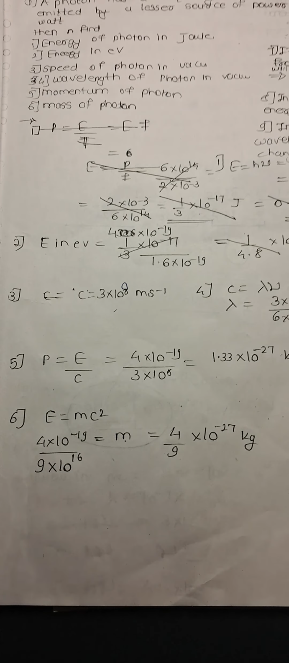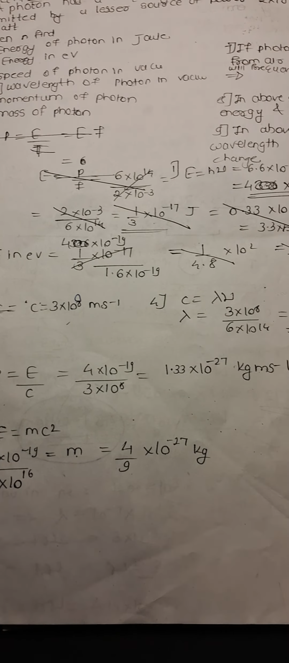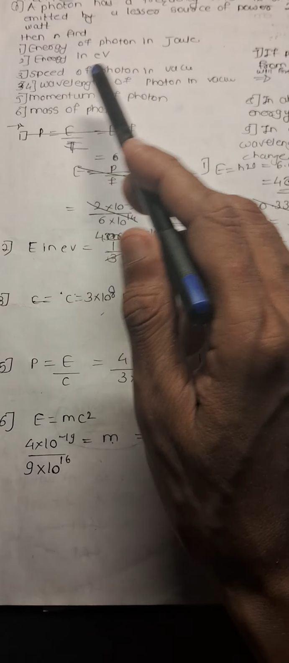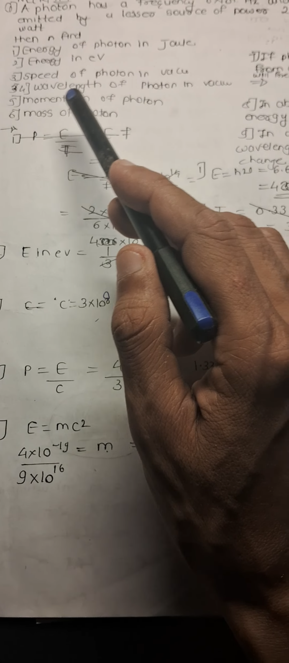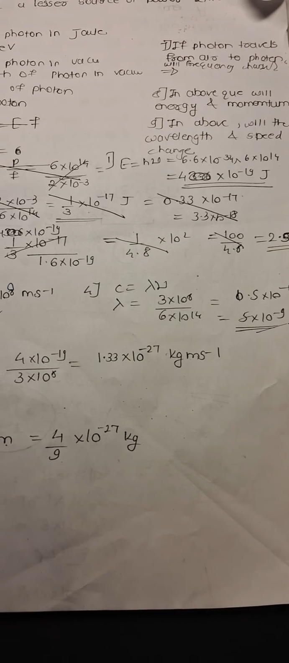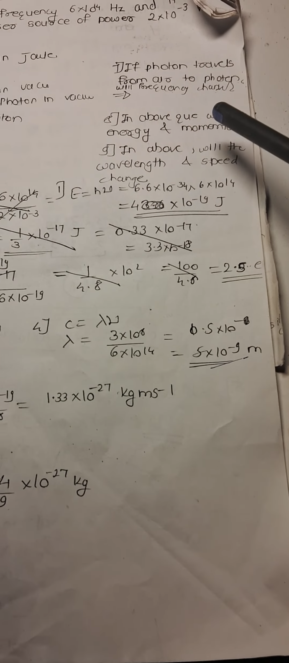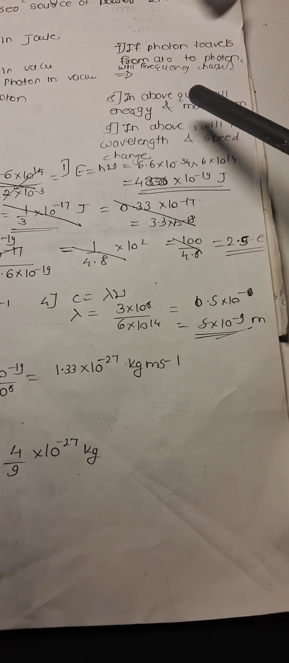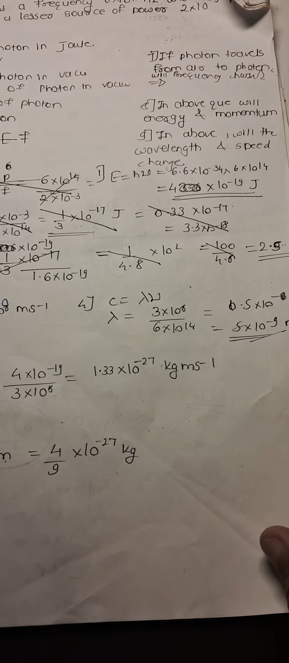Then we have another question based on the frequency of the photon and the source power. We need to calculate various parameters like energy of the photon, speed, wavelength, momentum, mass. So it is very related to what we have done. Then the variation in parameters of the photon when it moves from air. So these are the various questions.